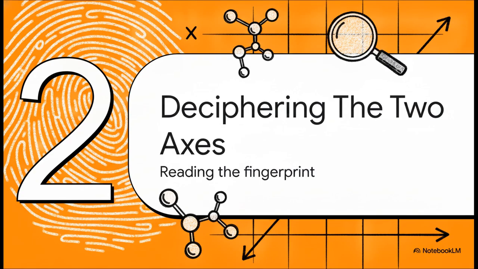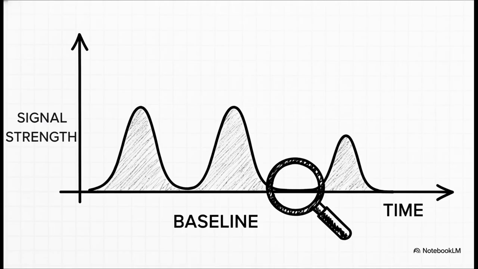Let's learn how to read this fingerprint. To truly read it, we need to analyze the specific axes of this two-dimensional canvas. On our horizontal x-axis, the abscissa, we're tracking time, or alternatively, elution volume. On the vertical y-axis, the ordinate, we see the detector signal, which depends on the instantaneous concentration of our substance.